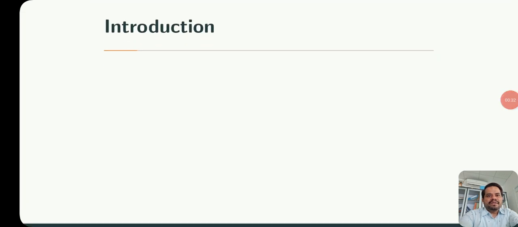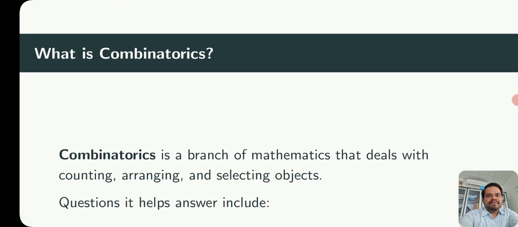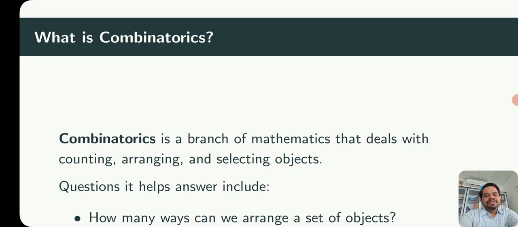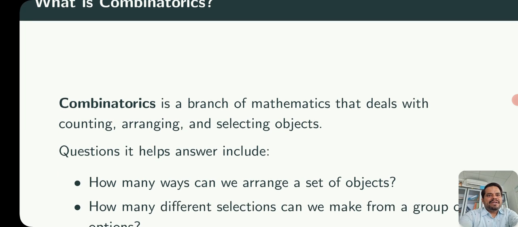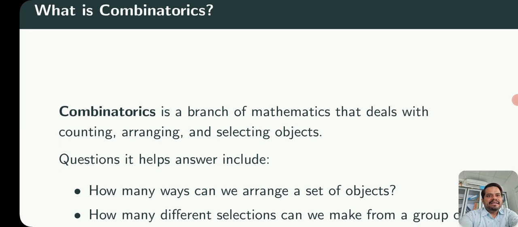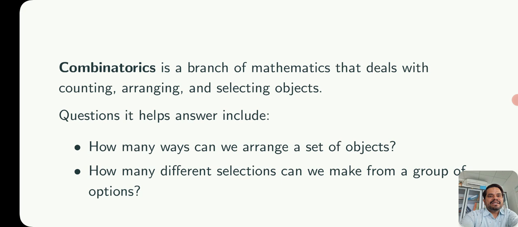So see here, first, what is meant by combinatorics. Combinatorics is a branch of mathematics that deals with counting, arranging and selecting objects. Here we often try to answer questions like: how many ways can we arrange a set of objects? A second example is: how many different selections can we make from a group of options?